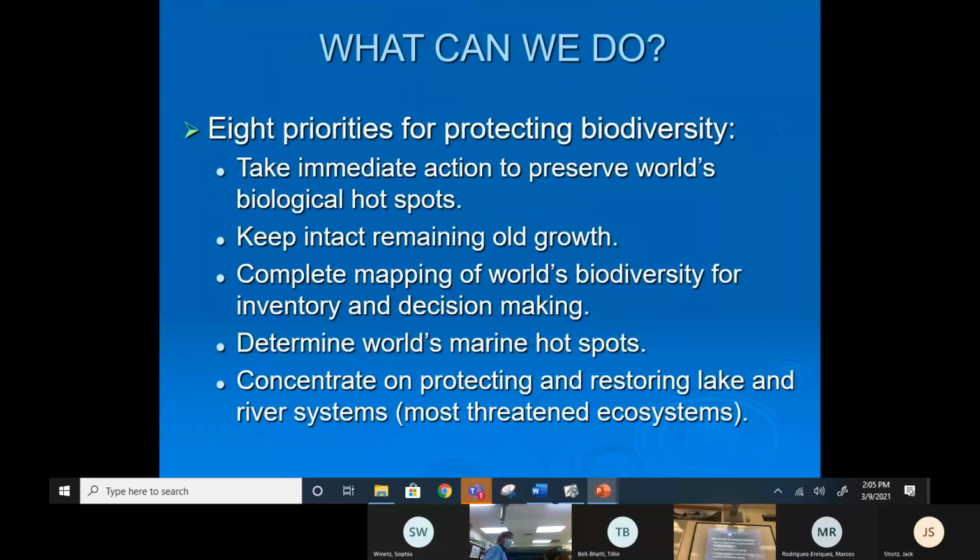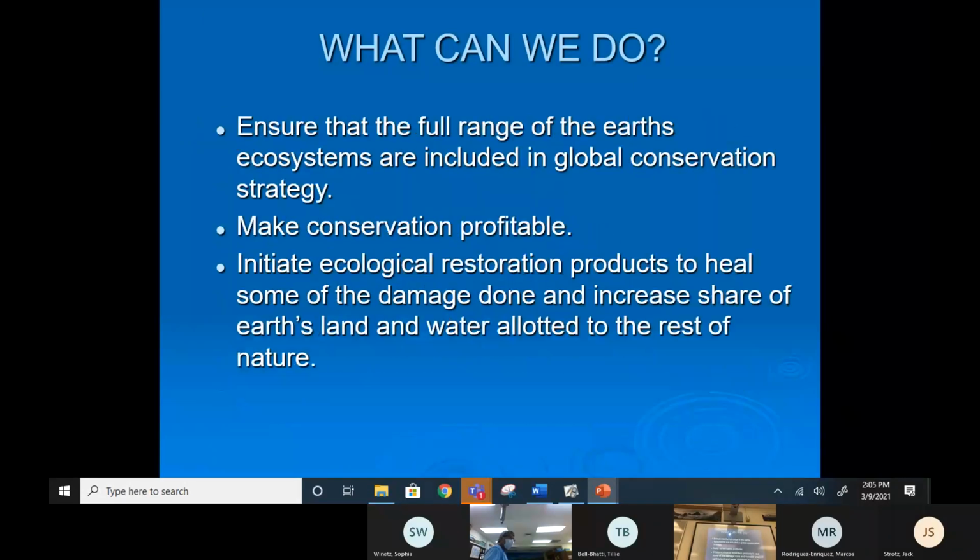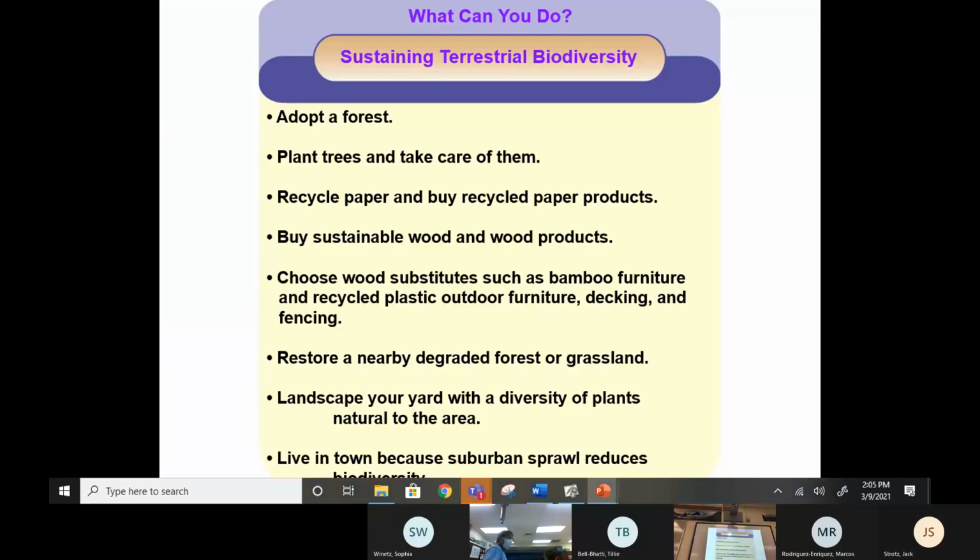Okay, win-win ecology, what can we do? 8 priorities. I'm just going to let you read through these, I think. What can you do? There's some things you can do. I think all of these lists of what you can do at the bottom should say vote. And that's the end.